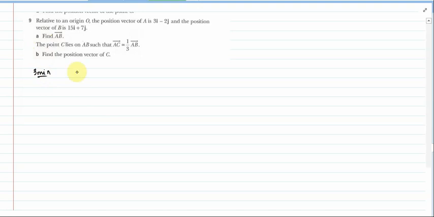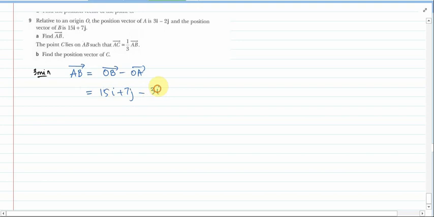We need to find out the vector AB, which is equal to OB minus OA. We had done several parts. OB is what? OB is 15i plus 7j minus OA, which is minus 3i plus 2j. 15 minus 3, 12i, 7 plus 2, 9j. That is your vector AB.